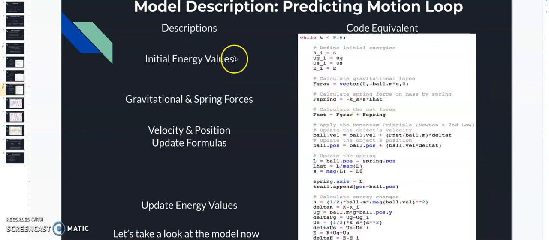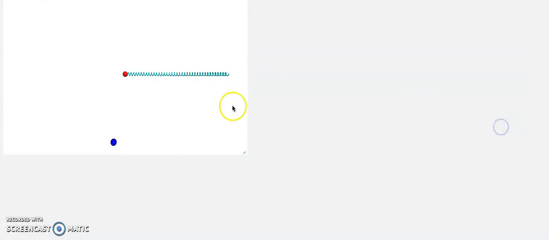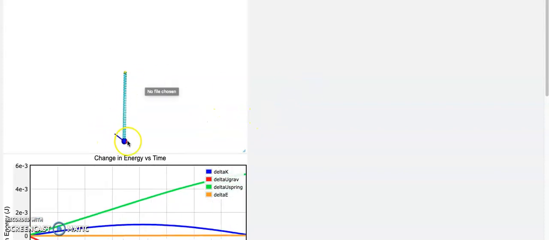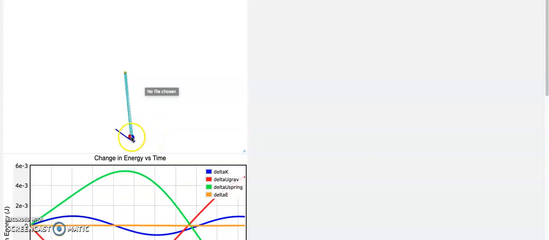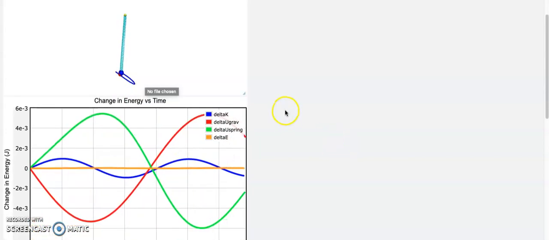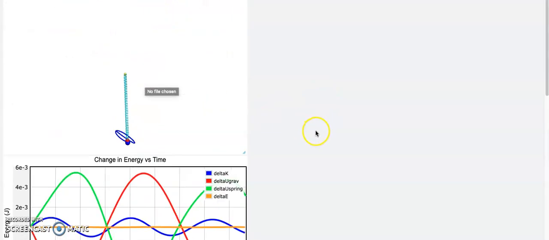And this is the predicting motion loop itself, so we have the initial energy values, gravitational and spring forces, the velocity and position update formulas, which we stated before, updating the energy values, and now we can look at the model itself. So when we run the program and choose the data file, we see that the motion itself is pretty close. The red is from the data itself, and then the blue is the model. And we will look at these energy graphs, the position graphs, and the x and y position in just a moment.